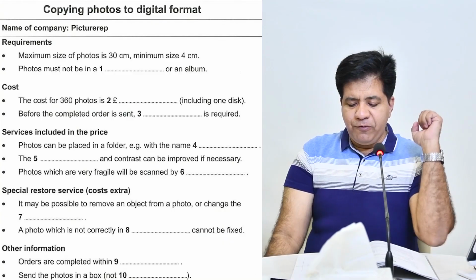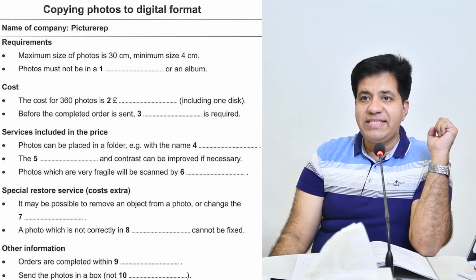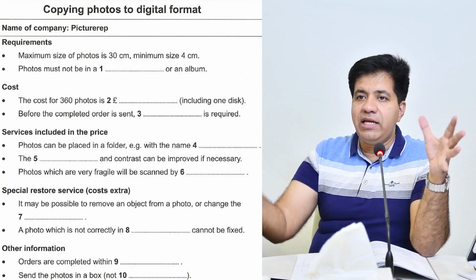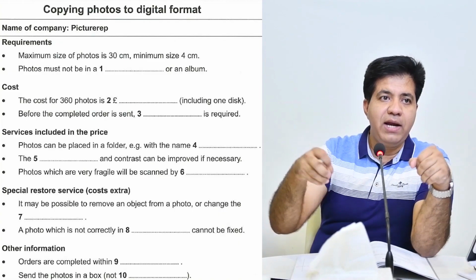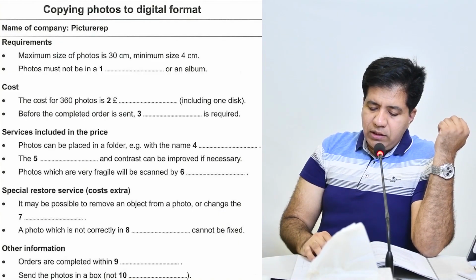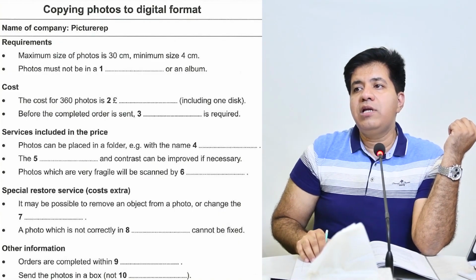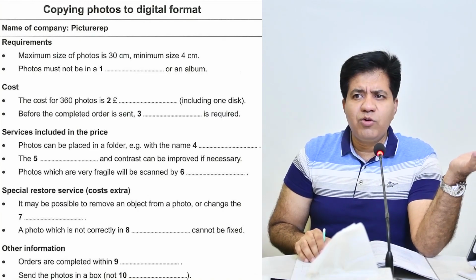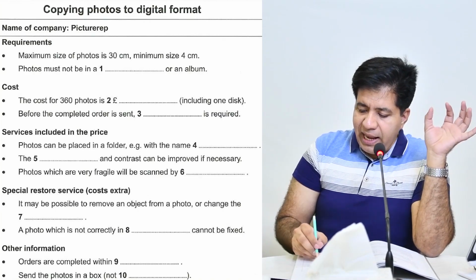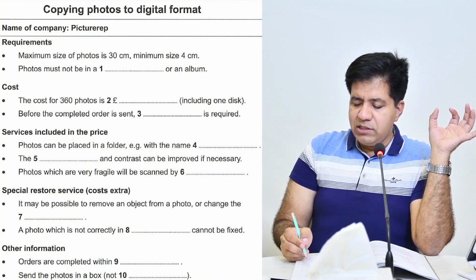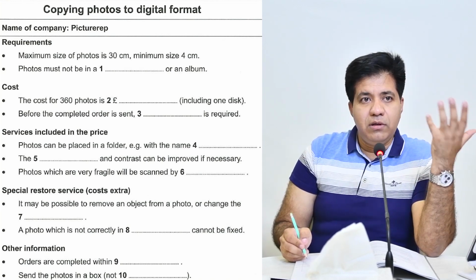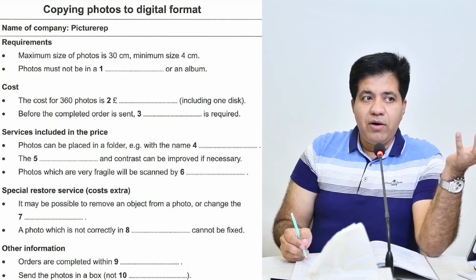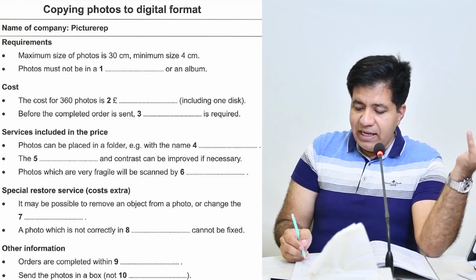Question number 3. Before the completed order is sent, they transfer the photos to digital format and they send you. Dash is required. Now they need something. Maybe address is required, phone number is required. They need something. And by the way, underline the word required. They might use the word we need, right? Or we should have your, or any other word like that.